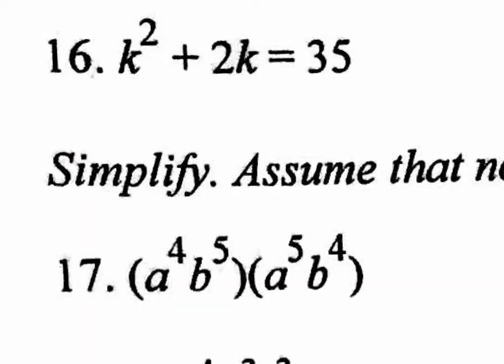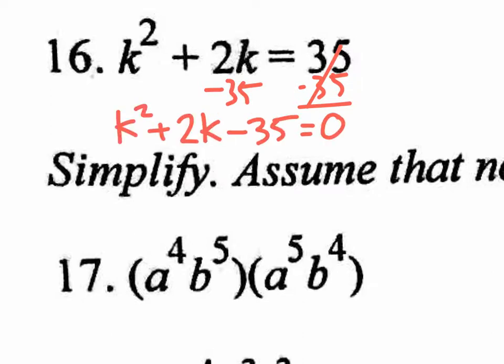Number 16. This is an equation. They want us to solve this guy. It is a quadratic. So whenever you have a quadratic equation, you could use the quadratic formula, or you could try to factor, split, and solve. Either way, you want to get the equation equal to 0. So let's first start out by subtracting 35 and rewriting this thing as k squared plus 2k minus 35 equals 0. And now obviously we could identify the a value of 1, the b value of 2, and the c value of negative 35 if we wanted to use the quadratic formula.